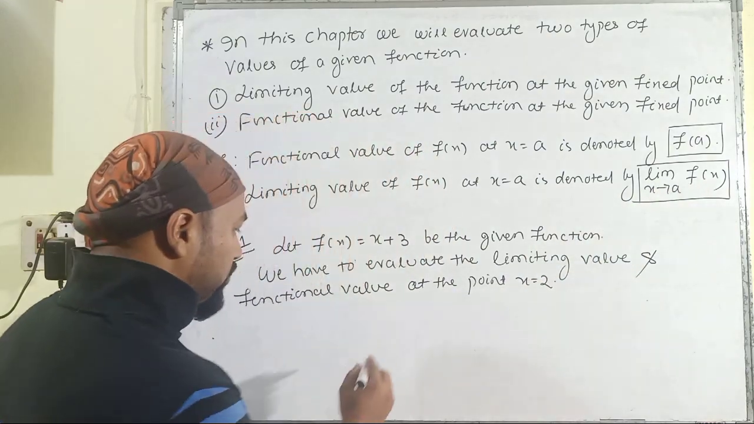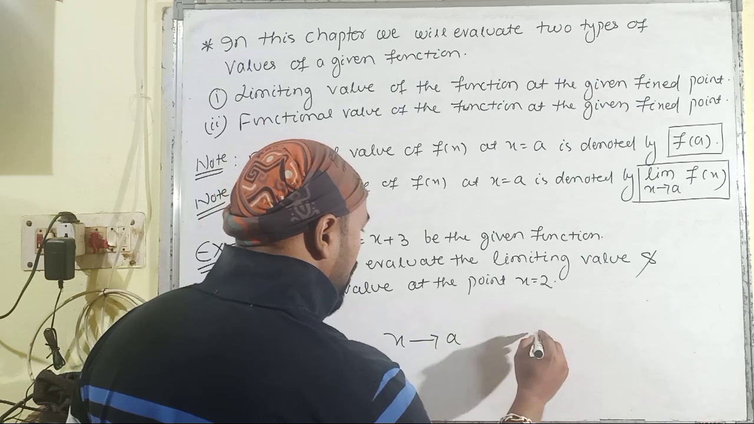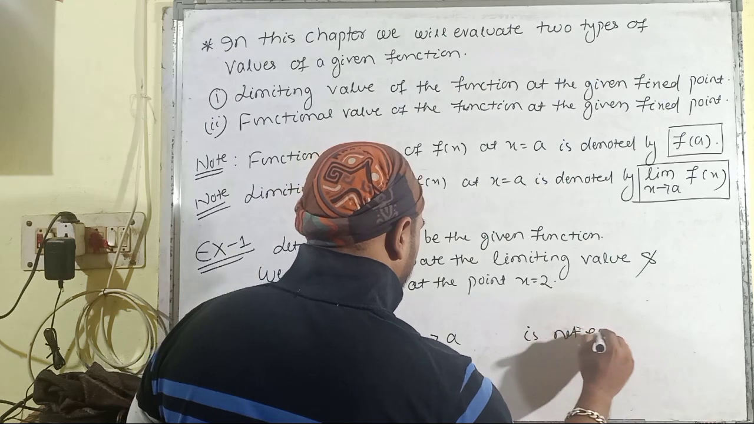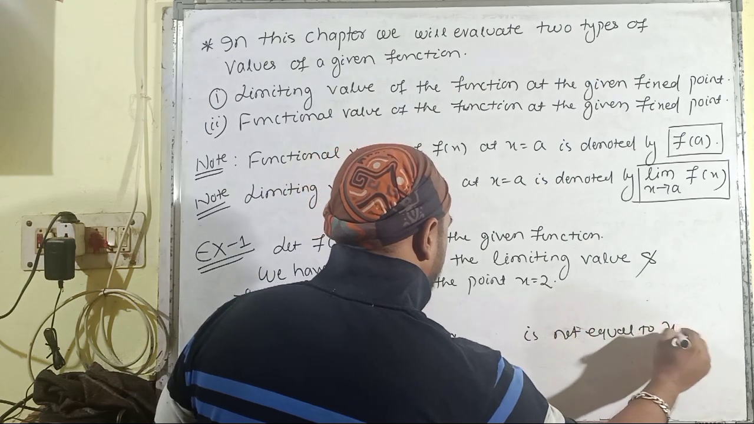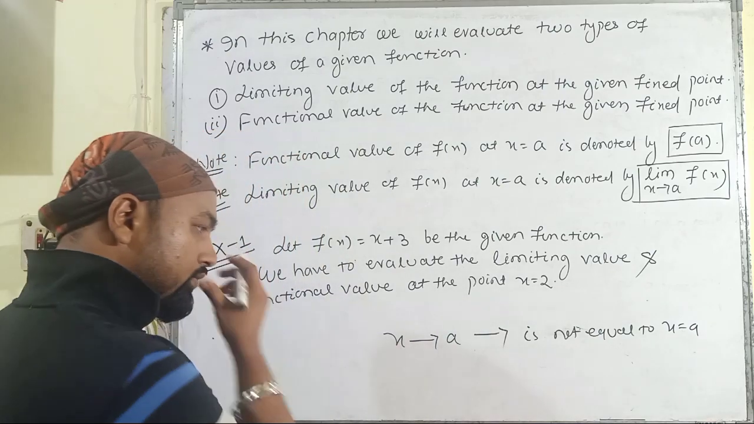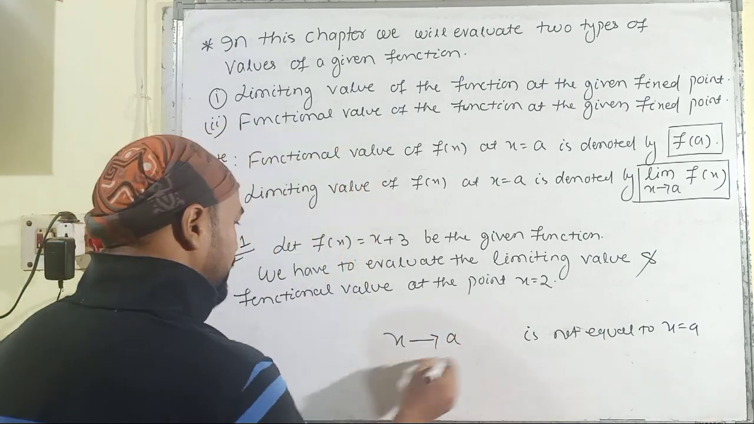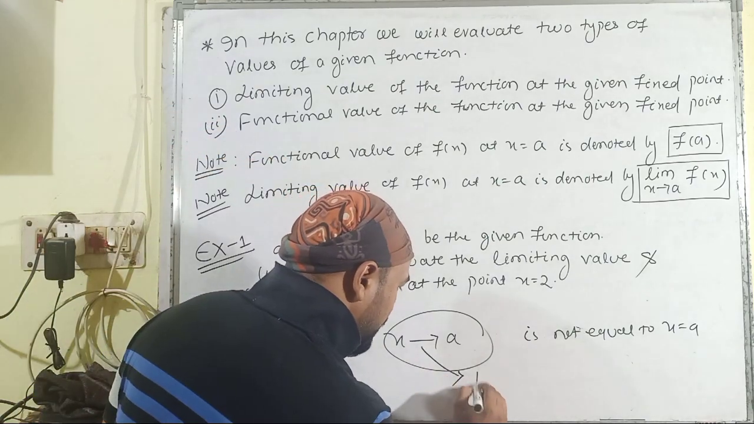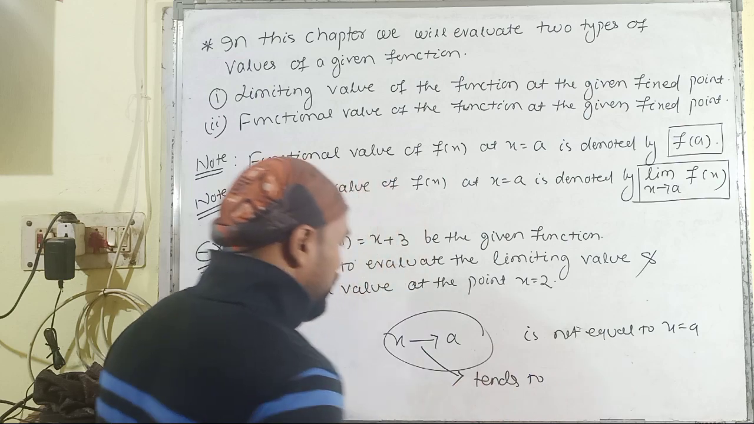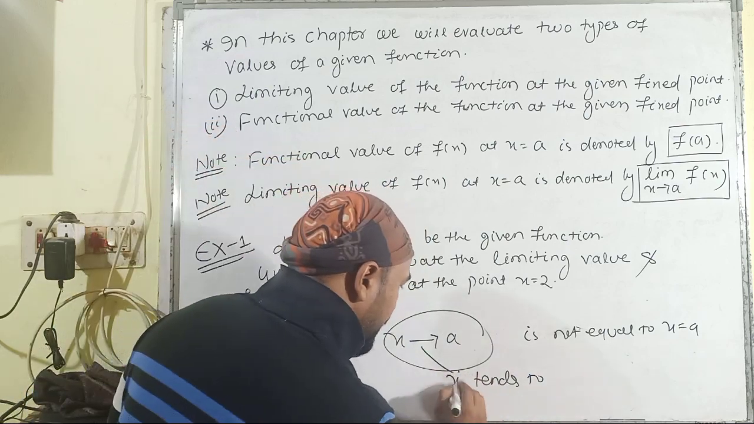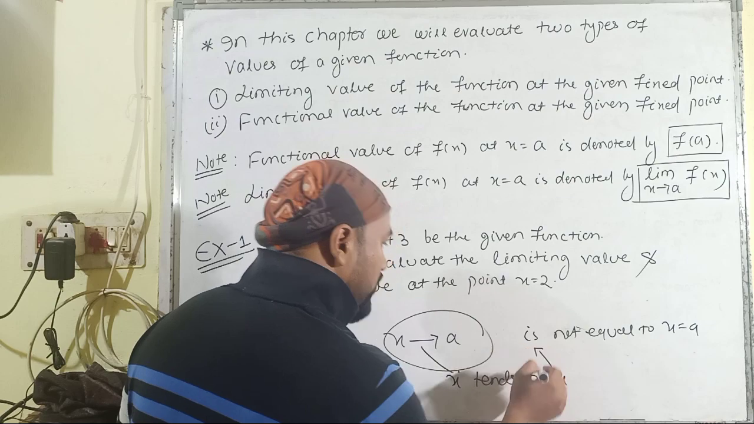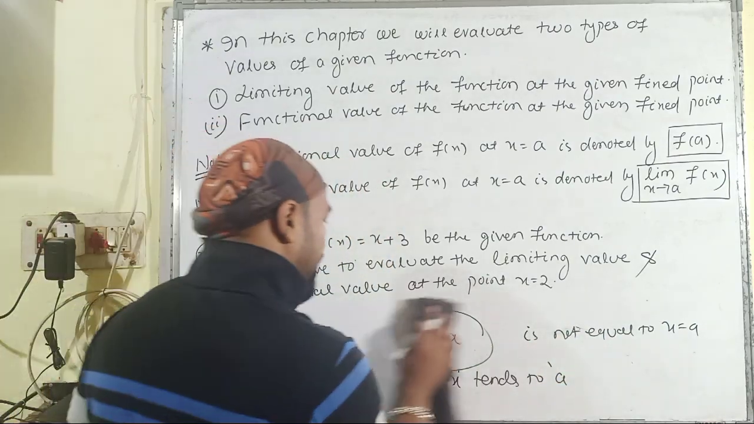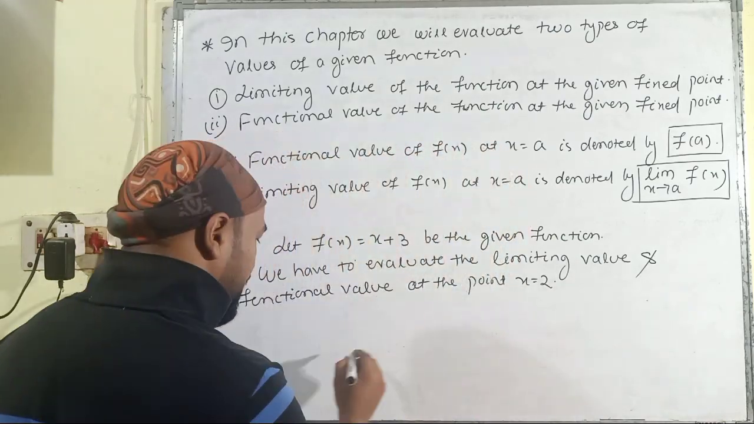What do you mean by tends to a? x tends to a is not equal to x is equal to a. You have to understand the arrow mark is placed for the words tends to. So x tends to a is not the same as x equal to a. So what do you mean by x tends to a?